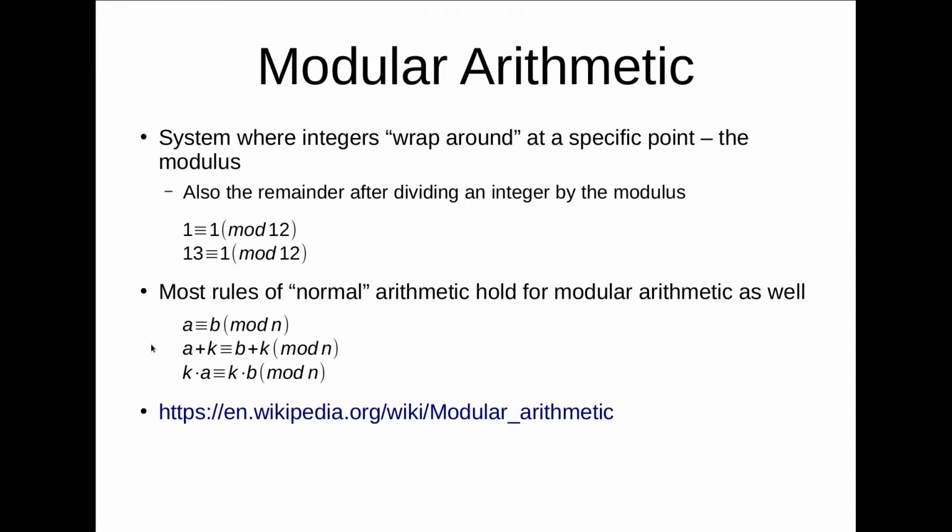And then most normal arithmetic rules work in modular arithmetic as well. For example, if we assume that A is congruent to B mod n, then A plus K is also congruent to B plus K, because if A and B are the same, then you're adding the same amount to both, it's still going to be the same. Similarly for multiplication, because multiplication is just multiple additions back to back.